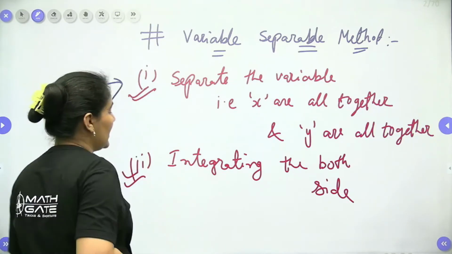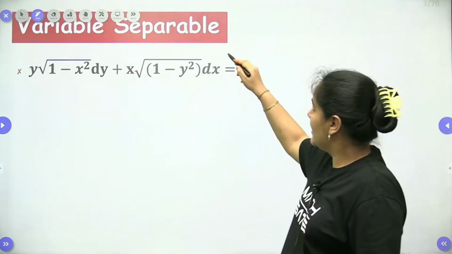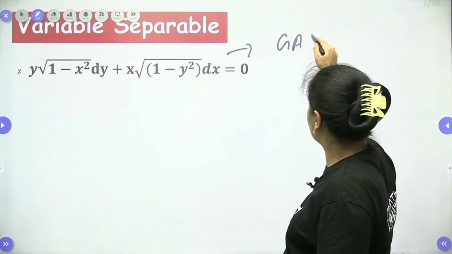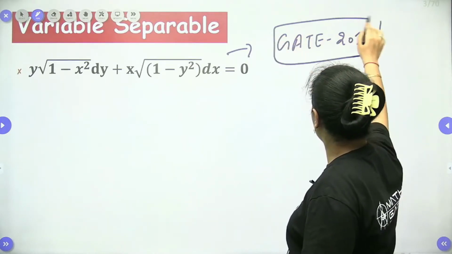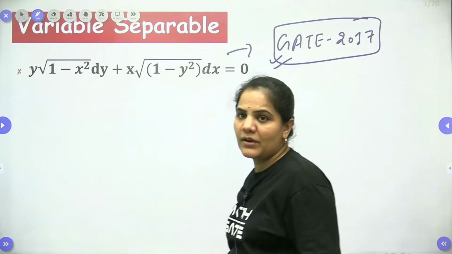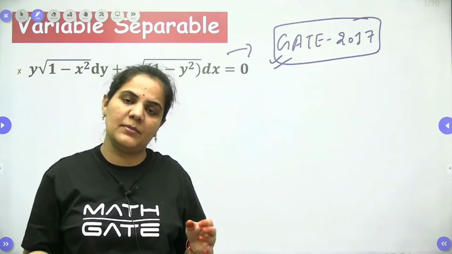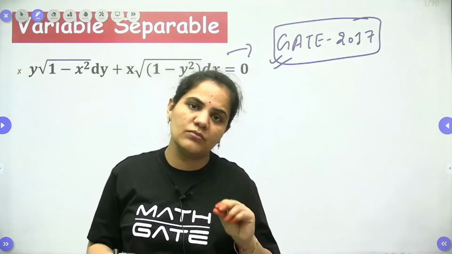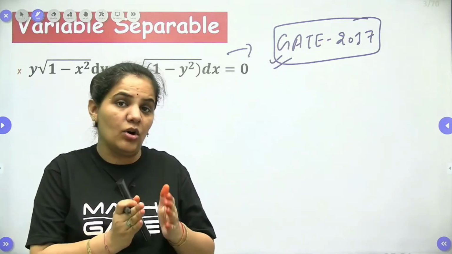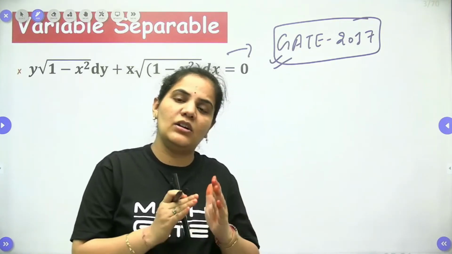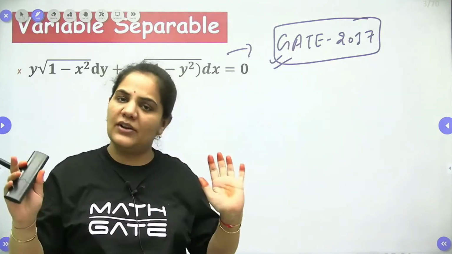Now let's start with the questions. Basically this is an example which was actually asked in the GATE 2017 examination. So we can start from here. There is not exactly any form of variable separable. The only two things you should know before approaching it are: you have to separate the variables, all the variables of x together and all the variables of y together. Then you have to integrate, and you will get the solution definitely.